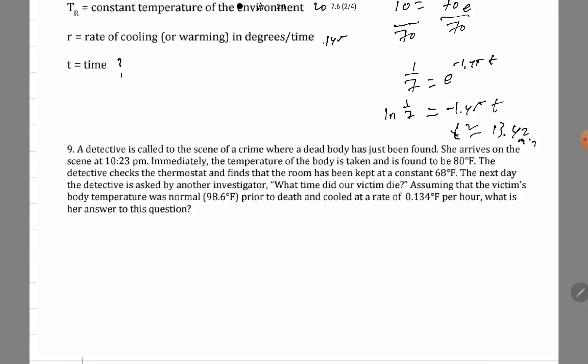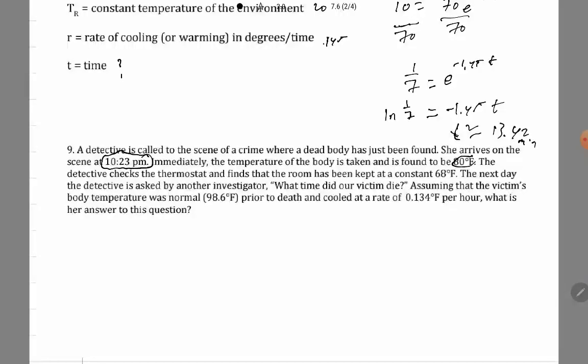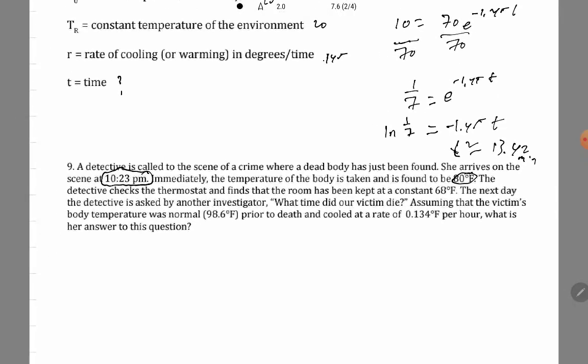Alright, and then another application of this stuff. The CSI guys. A detective is called to the scene of a crime where a dead body has just been found. She arrives at the scene at 10:23 p.m. Usually any number should be circled or underlined. Immediately the temperature of the body is taken and is found to be 80 degrees Fahrenheit. The detective checks the thermostat and finds the room has been kept at a constant 68 degrees Fahrenheit.